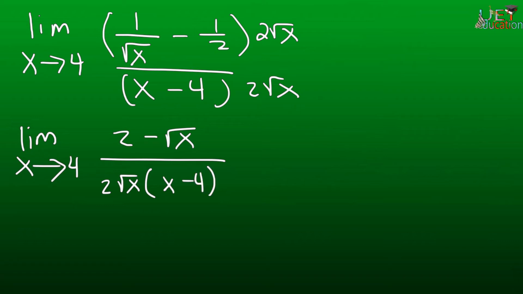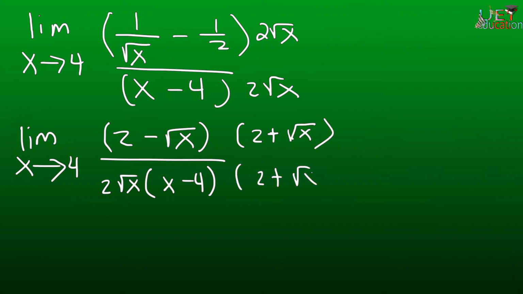Now my next step is to multiply the top and the bottom by the conjugate of the radical expression. That is by 2 plus square root x. Now I'm only going to FOIL the top part, not the bottom. So we have 2 times 2, which is 4.